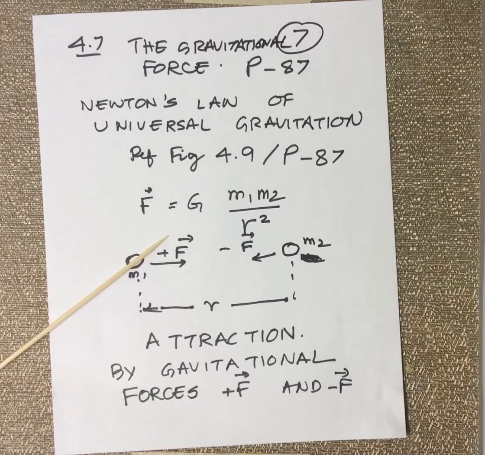G times m1 times m2 divided by r squared, where G is a gravitational constant, m1 is an object, and m2 is another object. They are sitting at a distance r, as you see here. Okay, due to attraction, they will come slowly and slowly to each other, depending on the distance. And the gravitational force is defined to be here, one positive, other is negative, as you see in this.